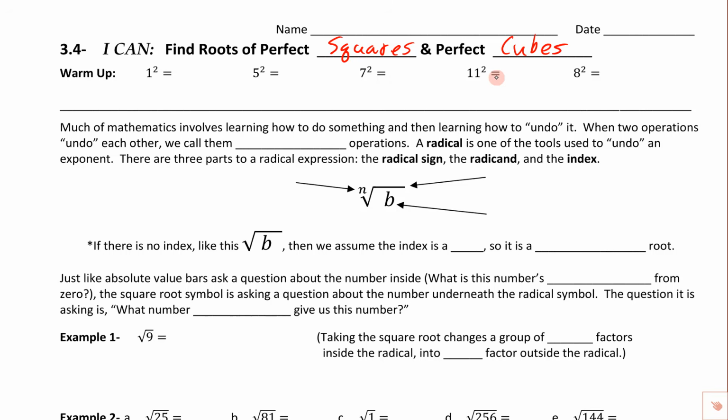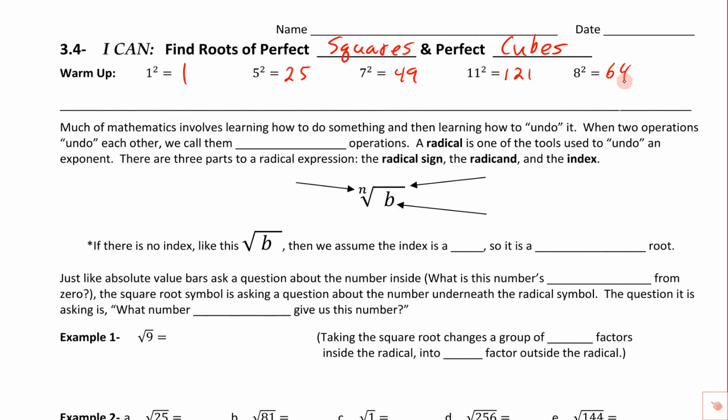Now, these are all perfect squares. They are on the list that you should have memorized. You should memorize up to at least 12 squared. So 1 squared is 1, 5 squared is 25, 7 squared is 49, 11 squared, 11 times 11 is 121, and 8 squared is 64. Okay, again, you should be able to recall those very quickly.